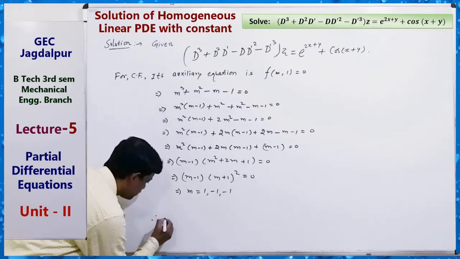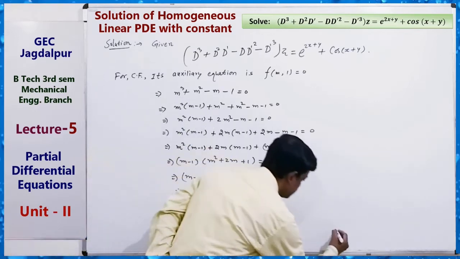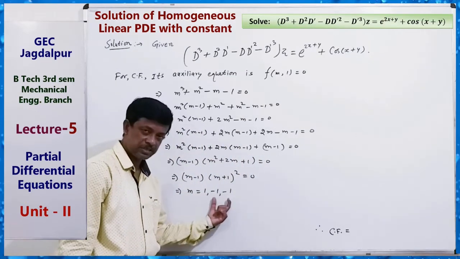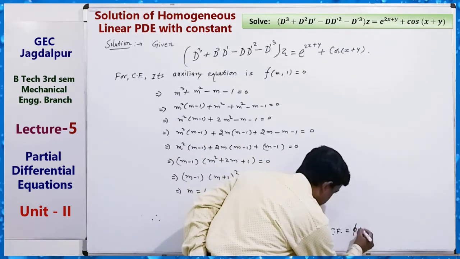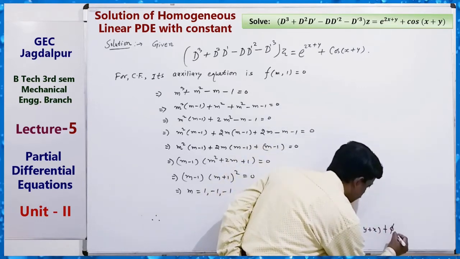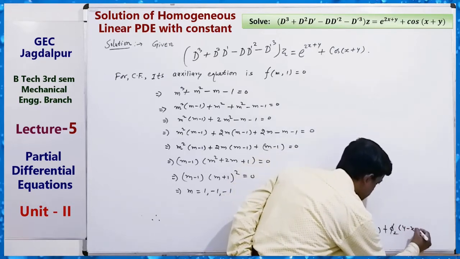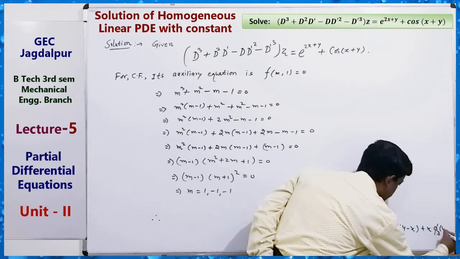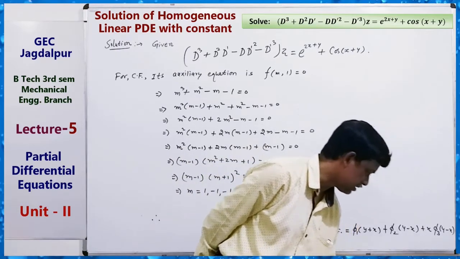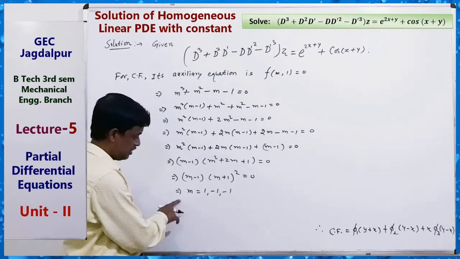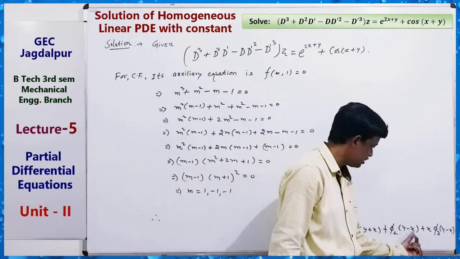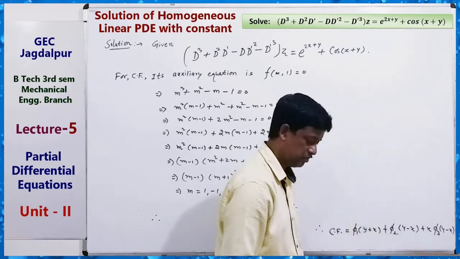So therefore, how can we write CF? CF equals to, for equal roots, first of all φ1(y + x) for the one root, and for the two equal roots, φ2(y − x) + xφ3(y − x). Clear? This is CF. By these roots, we can write CF like this. These two are equal, that's why φ2(y − x), also xφ3(y − x), here x one time. So this is CF.